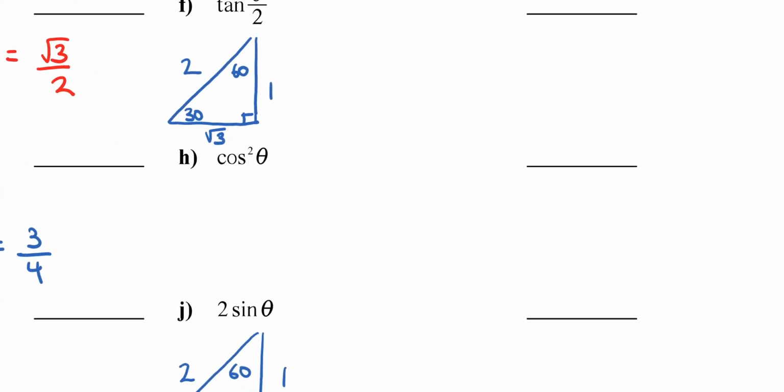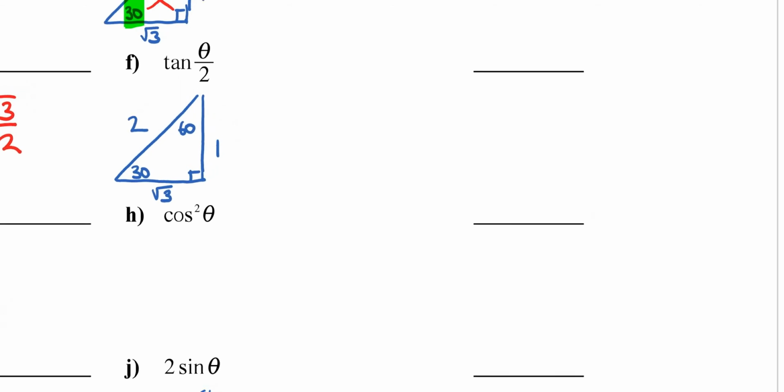Let's do letter F here. So going a little bit backwards here, tan of theta divided by 2. So remember, theta was 60 degrees, right? So 60 divided by 2 is 30. So what is tan of 30 degrees? Well, 30 degrees is right there. And what's the ratio for tan? It's your opposite, which is 1, divided by your adjacent, which is root 3. So this is going to be 1 over root 3.